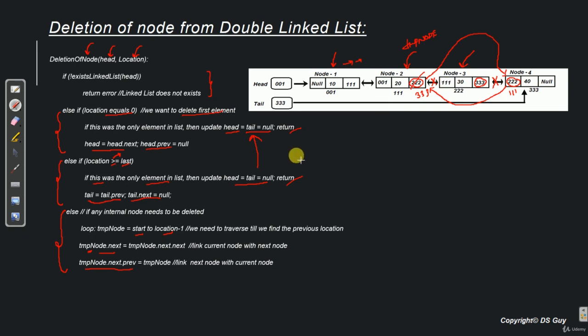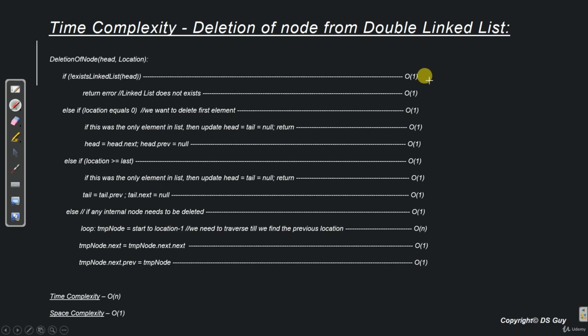So hope you have understood how to delete a node. Now let's see what is the time and space complexity of this algorithm. So checking if the list exists or not is a constant time operation. If we want to delete the first node, in that case we have to update some reference variables. All of them will take order of 1 time. Similarly, if we want to delete the last element, then we have to just update some reference variables, which will again take constant time.